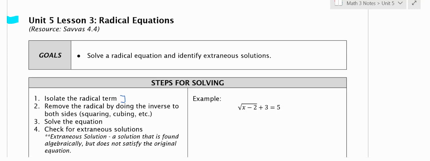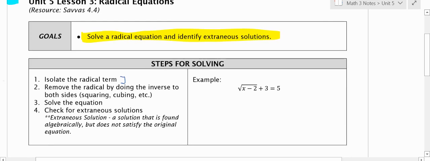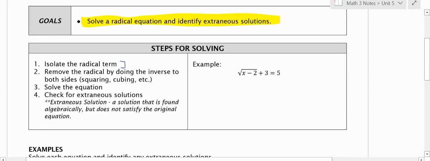This is the video for Unit 5, Lesson 3, Radical Equations. So our goal is going to be solving a radical equation and identifying what's known as an extraneous solution if they exist. And we'll talk a little bit more about that in a moment.